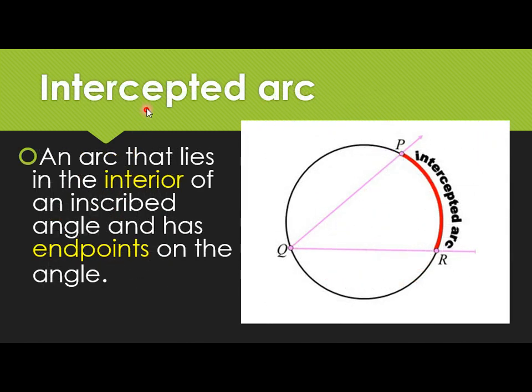Okay, and then last we have what's called an intercepted arc. The intercepted arc, you're going to hear me say that. The intercepted arc is how you determine the central angle or the inscribed angle. So if this intercepted arc was 80 degrees, this angle right here would be 40 degrees. Okay, so this angle is half of that arc. We will learn that later on.